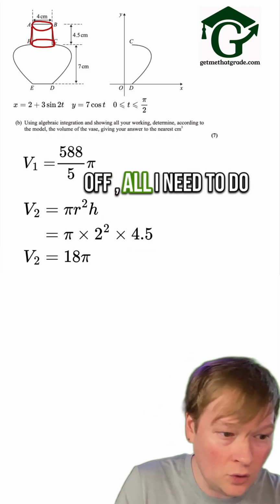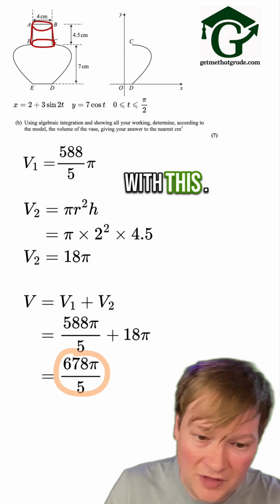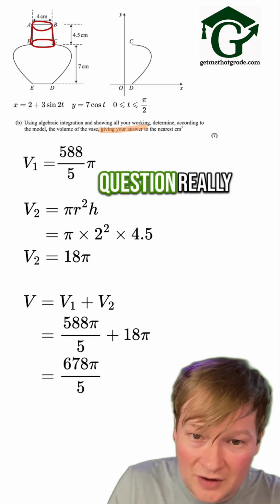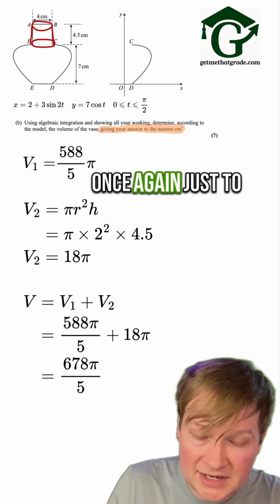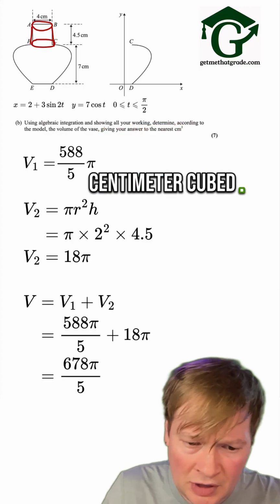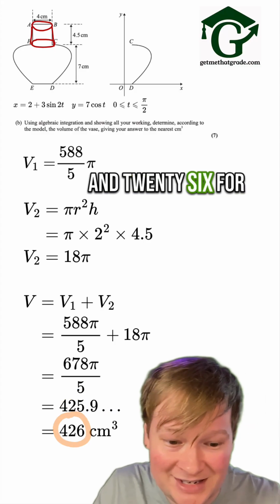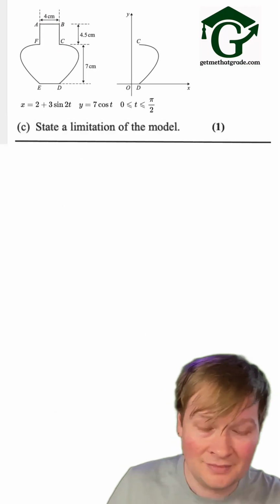So to finish this off, all I need to do is add together volume 1 and volume 2, and I'll end up with this. And then we need to read the question really carefully, once again, just to remind ourselves that we need to round correct to the nearest centimetre cubed. So if I put it in the calculator, I get this, and rounding appropriately, we get 426 for the 7th mark. What about part C?